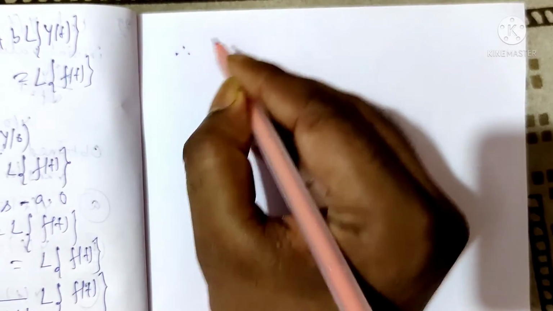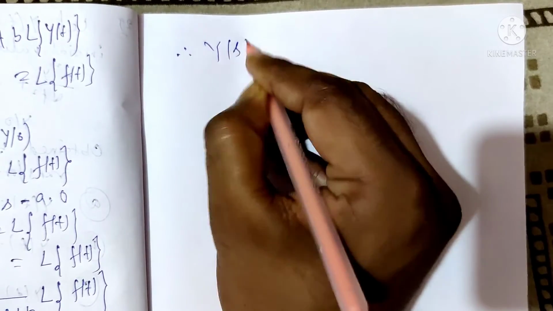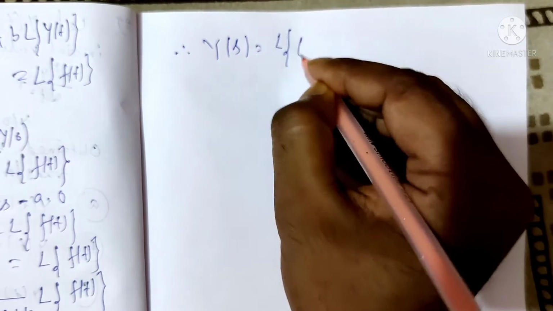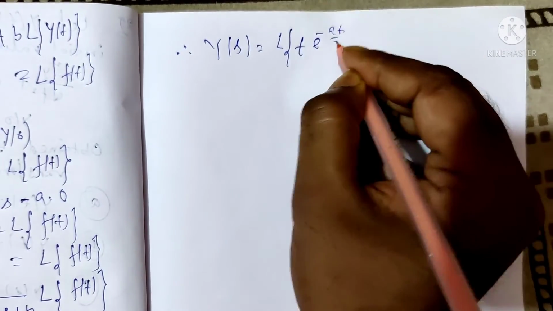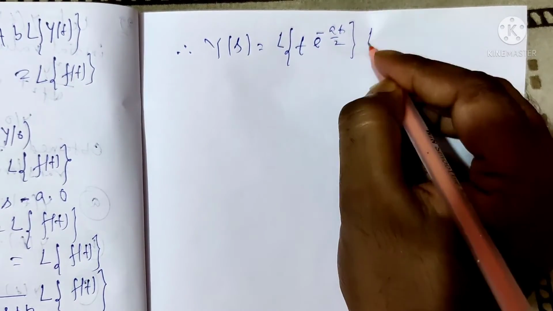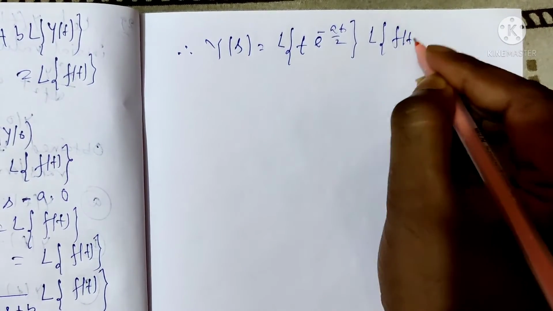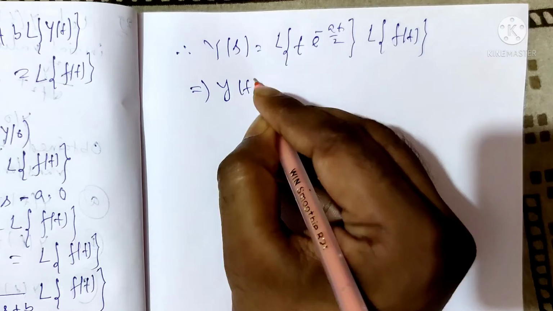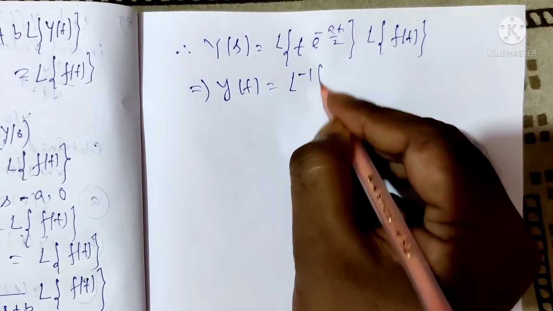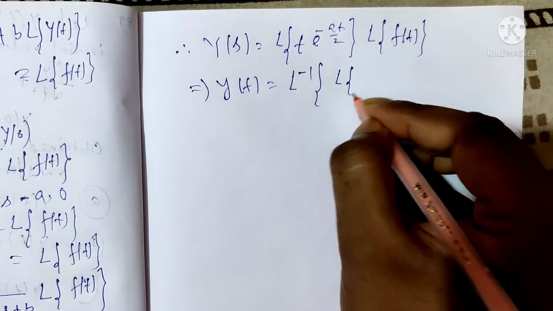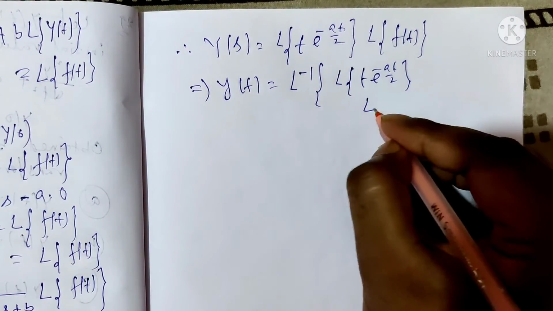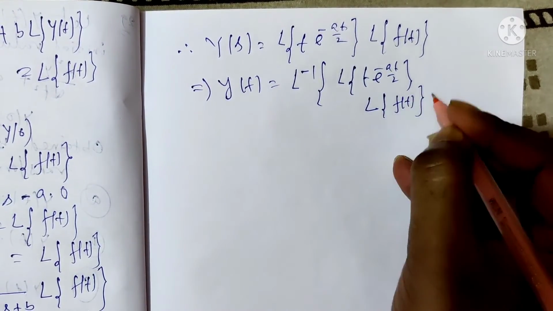Okay. Therefore, y of s equals the Laplace transformation of t into e to the power minus a t by 2 into the Laplace transformation of f of t. That implies y of t equals the inverse Laplace transformation of the Laplace transformation of t e to the power minus a t by 2 into the Laplace transformation of f t.